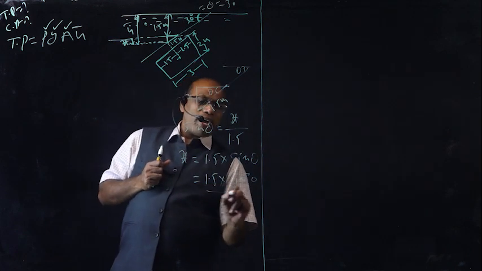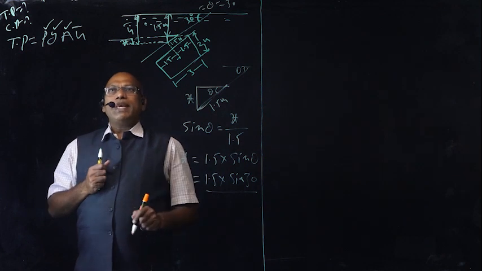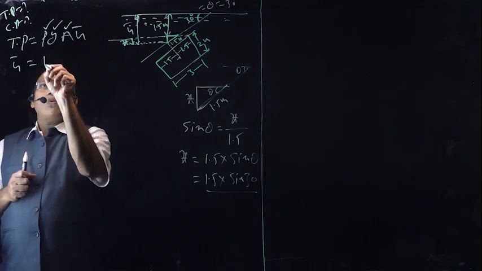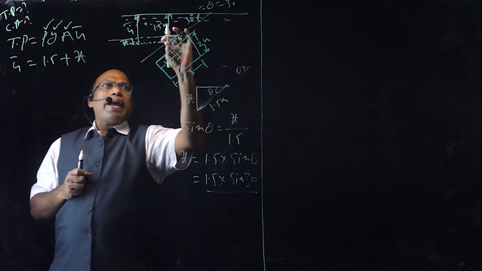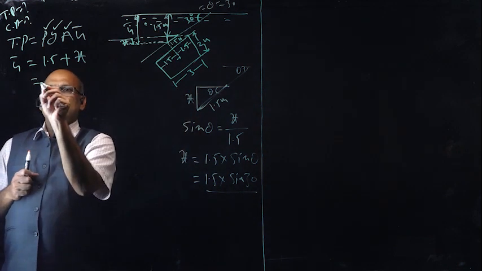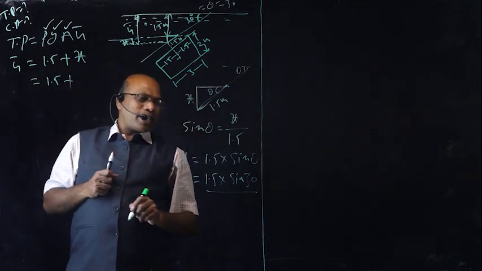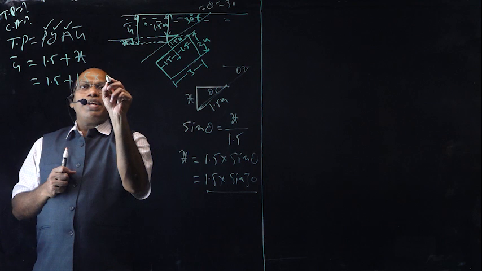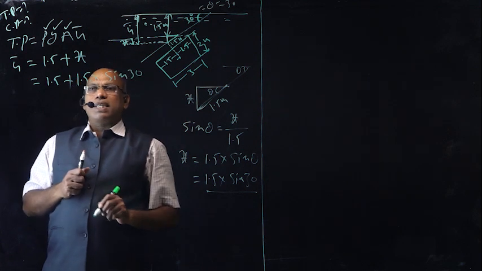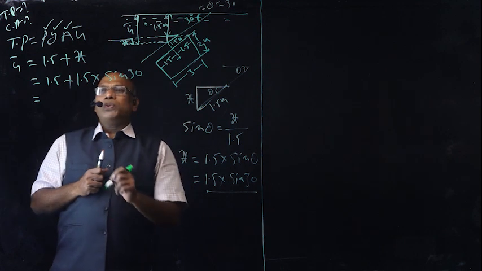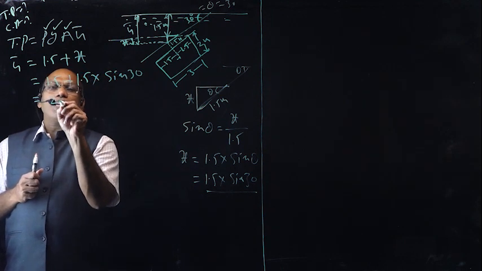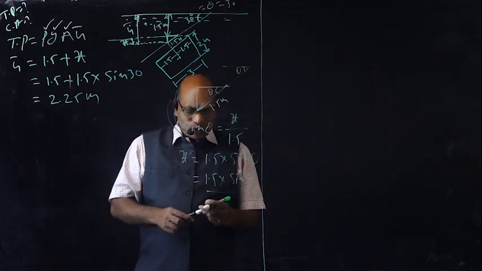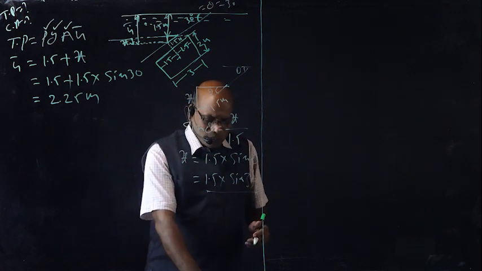Now this is the x value. Now we are going to determine the h bar. h bar is equal to 1.5 plus x, and x is nothing but 1.5 into sin theta, with theta 30 degrees. Therefore h bar is equal to 2.25 meters. Right? Once we know the h bar, now we are going to determine the total pressure.